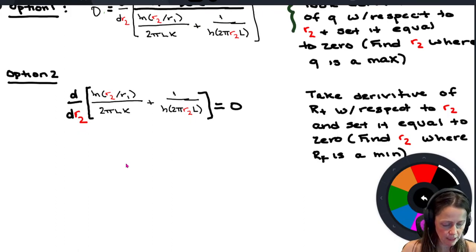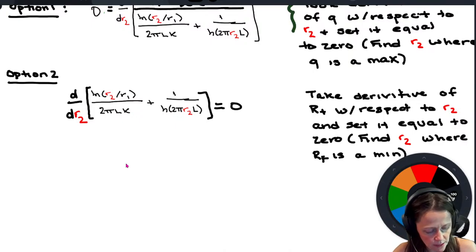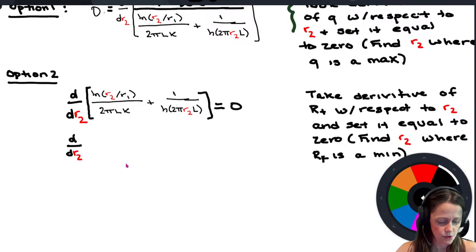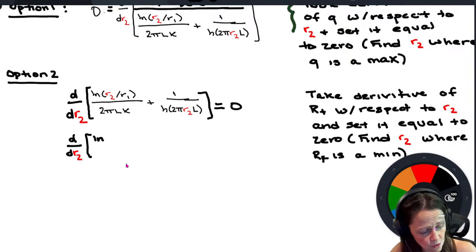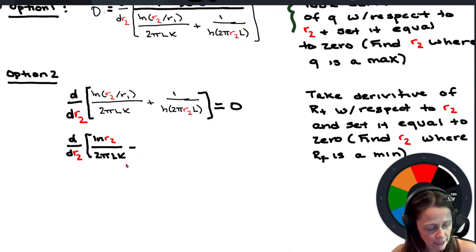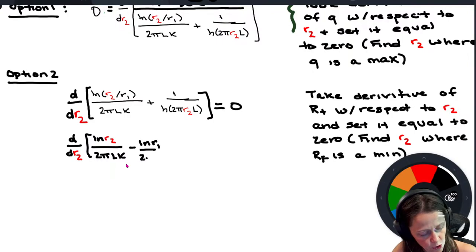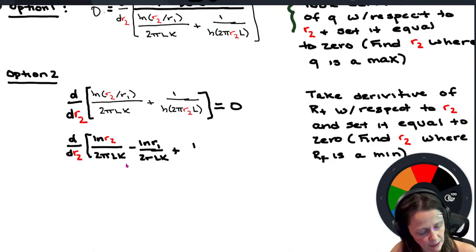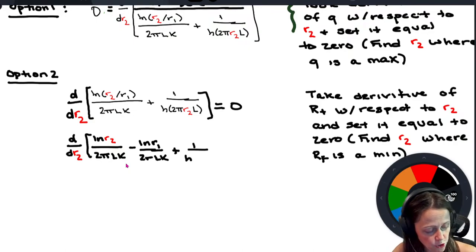Let me rewrite this a little bit. So I've got the derivative. The first one is going to be the natural log of R2 over 2 pi LK, minus the natural log of R1 over 2 pi LK. I'm just rewriting that as the natural log of R2 over R1 because it's going to make the math a little bit easier. And then I've got 1 over H times 2 pi R2. This is the variable that I'm taking the derivative with respect to. And then I'm going to set everything equal to 0.